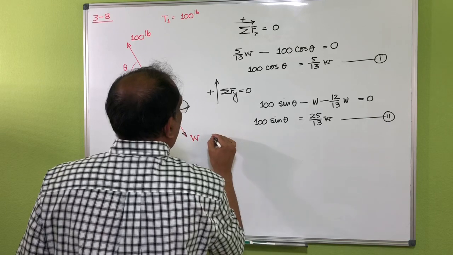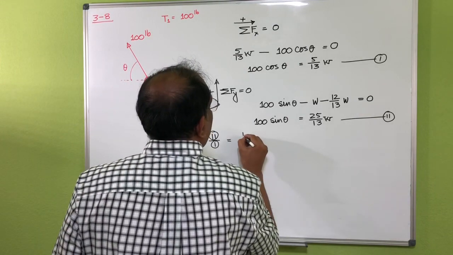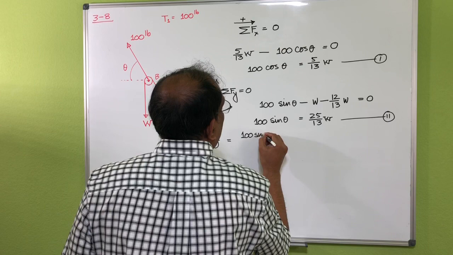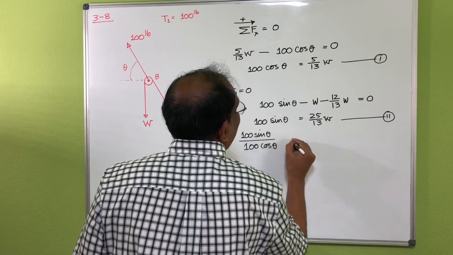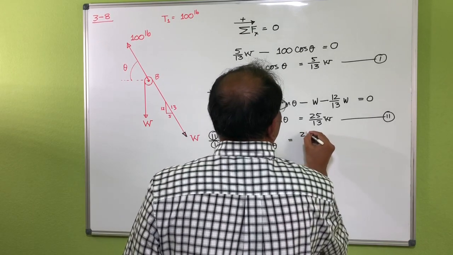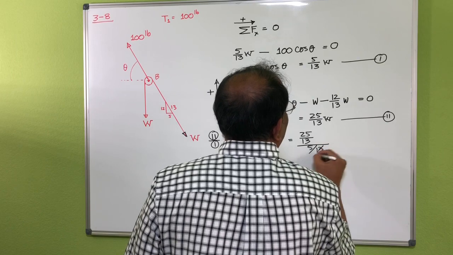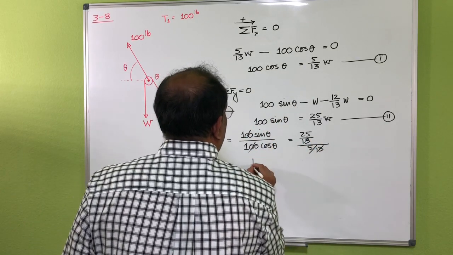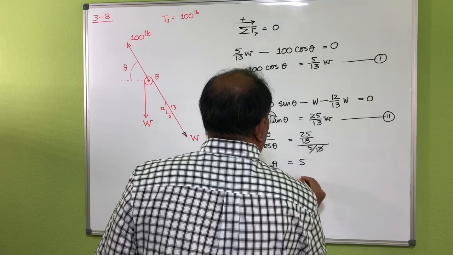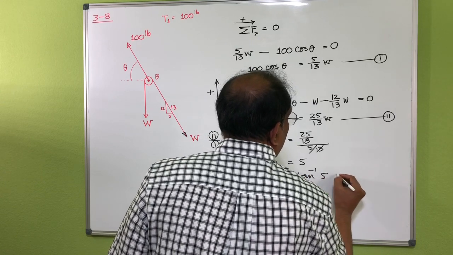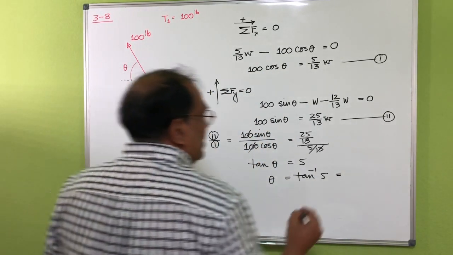So if you divide 2 by 1, then you get 100 sine theta divided by 100 cosine theta is equal to... so this one cancels and you see this is actually tan theta is equal to 5. So your theta would be tan inverse 5. That's actually 78.7 degrees.